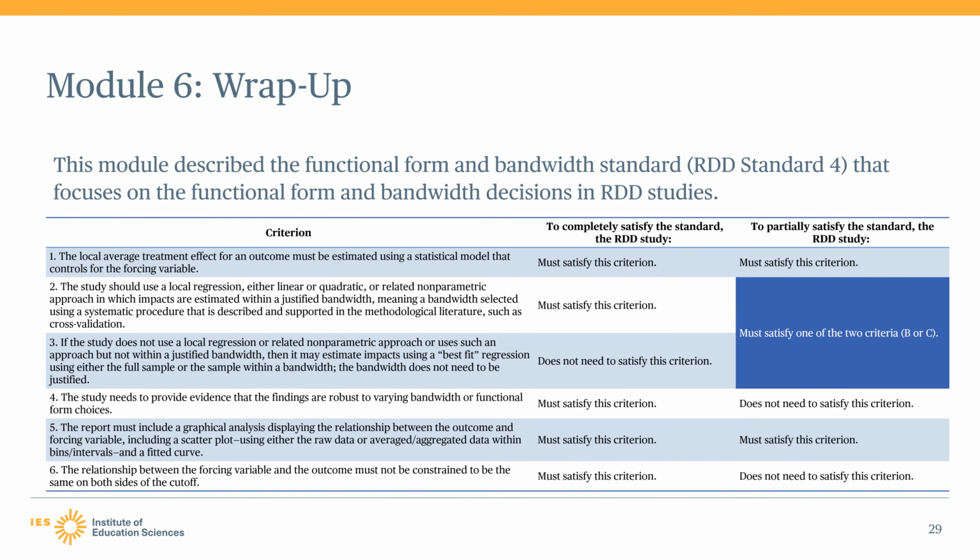This concludes our module on the WWC's 4th RDD standard, or the functional form and bandwidth standard. Let's review what we discussed in this module. We described the 6 criteria used to assess the standard. To completely satisfy the functional form and bandwidth standard, an RDD study must satisfy each of criteria A, B, D, E, and F, which all help to establish that appropriate methods were used to specify the bandwidth and functional form specification. To partially satisfy the standard, a study must satisfy criterion A and E, and must also satisfy either criterion B or criterion C. Otherwise, an RDD study would not satisfy the functional form and bandwidth standard.